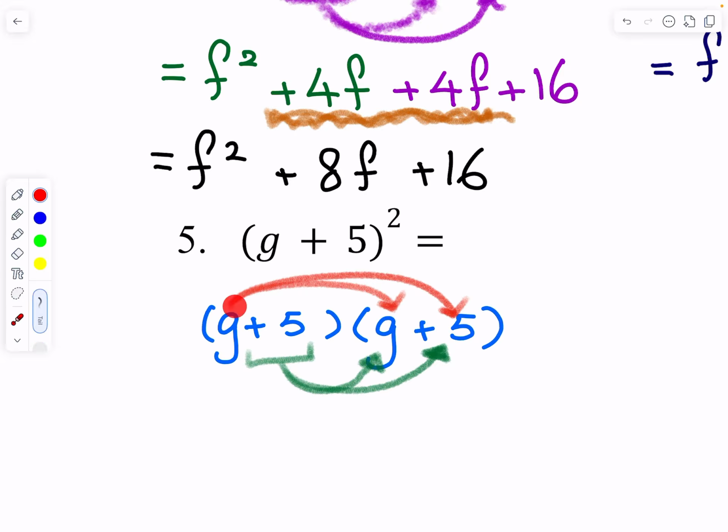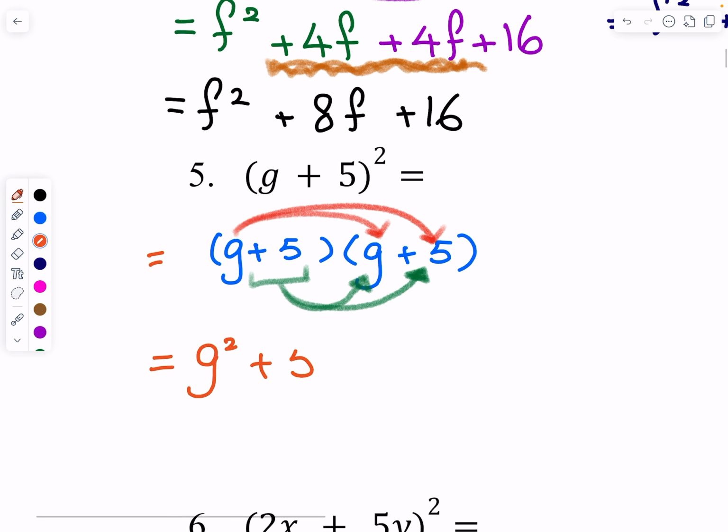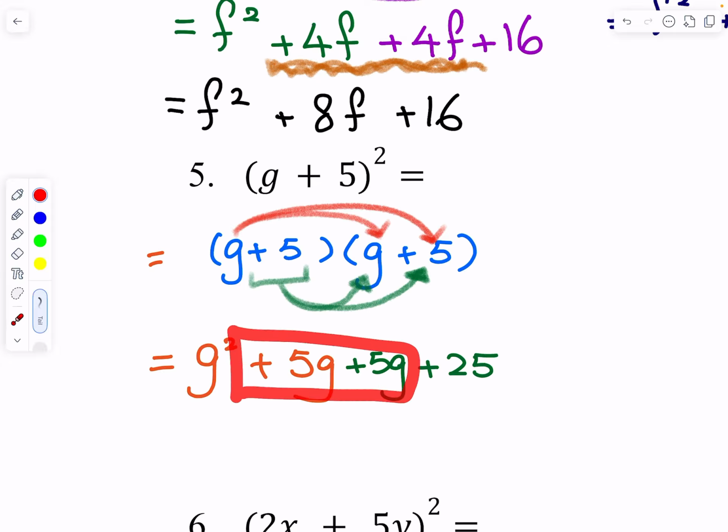So upper part first, G times G, what do we get? And then G times 5. G times G is G squared. G times 5 is 5G. And then do the bottom part as well. I'm doing it a little quicker because we did this in the last video. So 5 times G, what do we get? 5 times G is 5G. And the last part, 5 times 5, 25. Anything the same? Yes, the middle part.